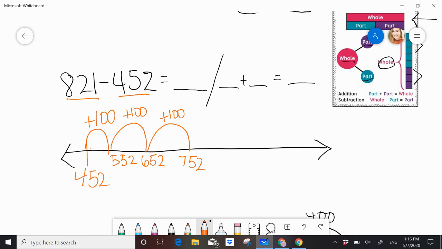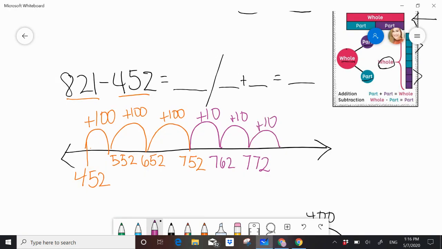852 is higher than 821, so I'm going to start my jumps of 10 now. Let's jump in a different color. You're going to keep your same color, but just to help you, I'm going to do a different color. Plus 10 equals 762. I can keep going. Plus another 10, 772. Okay, I'm still under. I'm gonna do another one.